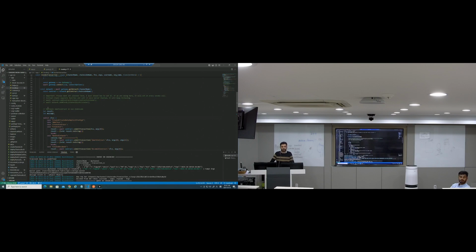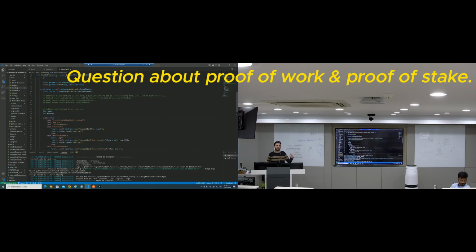What is the difference between proof of work and proof of stake? In proof of work we have the mining concept, and in proof of stake we have a different kind of concept where the users have different verification mechanisms. Proof of work is basically puzzle solving, and proof of stake is more like verification of consensus or hashes. It's a computational process.